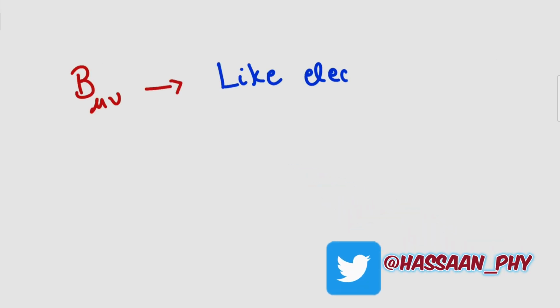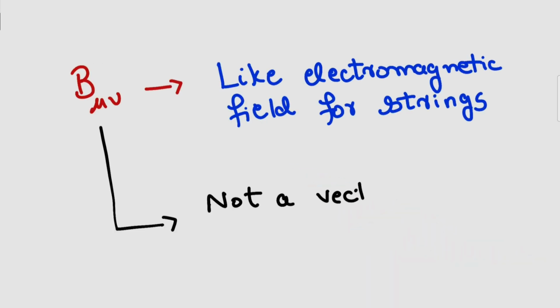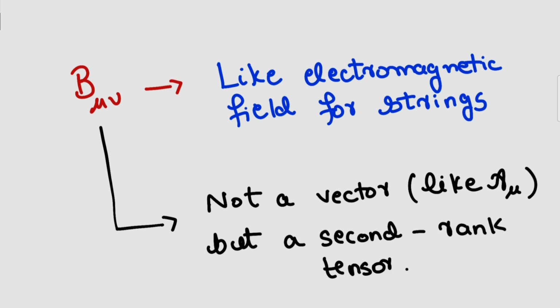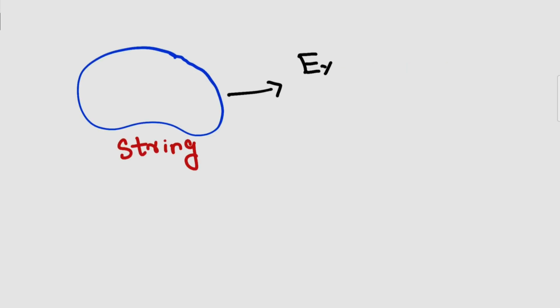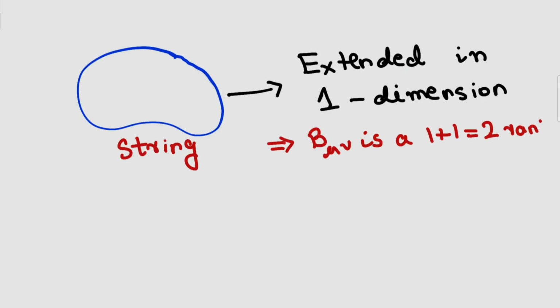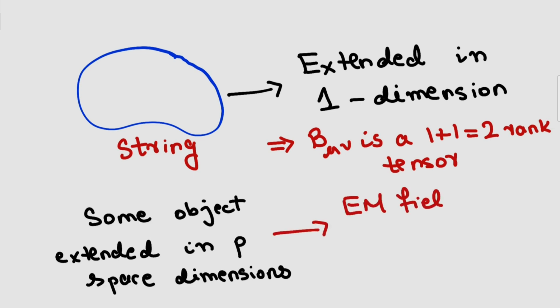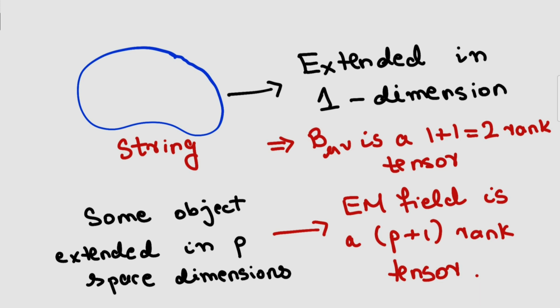For the viewers who want details, the B field can be thought of as the EM field for the strings, except that instead of being a vector field, it is a second-rank tensor field. It turns out that it has to be the case because the string is an extended object. The EM field for an extended object with p spatial dimensions will be a totally antisymmetric p+1 rank tensor.